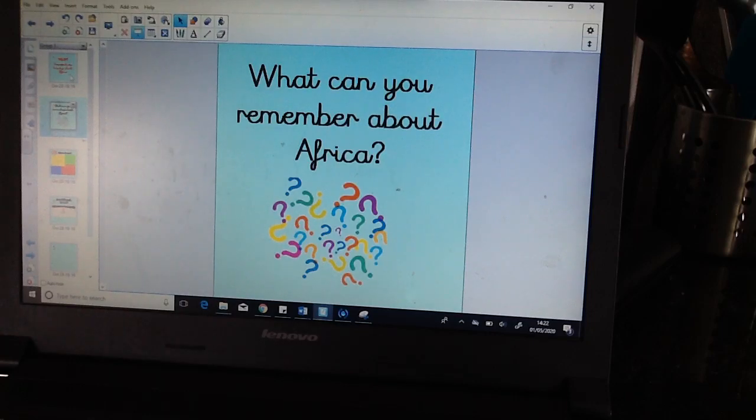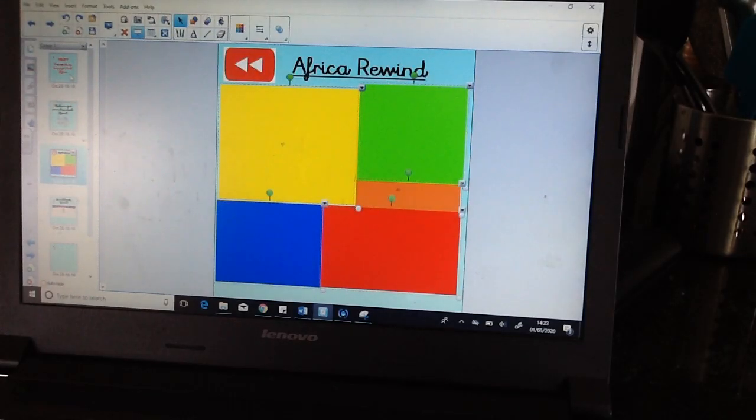I know that it was a long time ago, and I know sometimes it's really easy to forget these things. So I have got something in place to help you remember. Under my coloured shapes, I have got some pictures or words that represent our learning about Africa. I'm going to reveal them really slowly. For each one that I reveal, have a think about what that picture or word means.